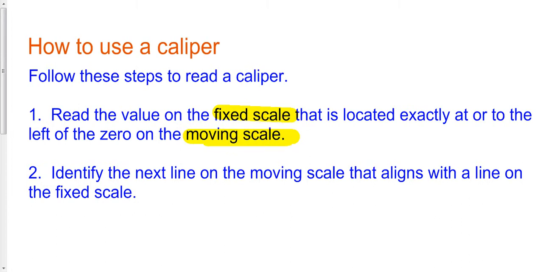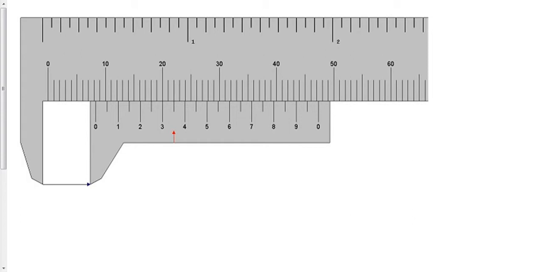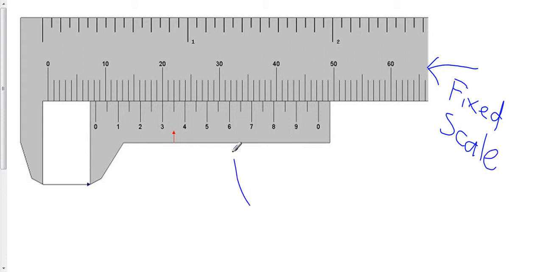Let's have a look at a caliper. Here's an example of an SI caliper. This would be the fixed scale. And this would be the moving scale.